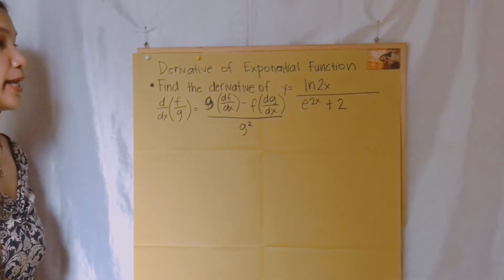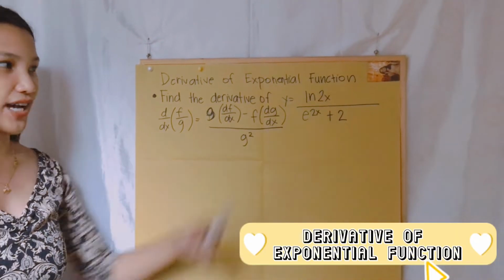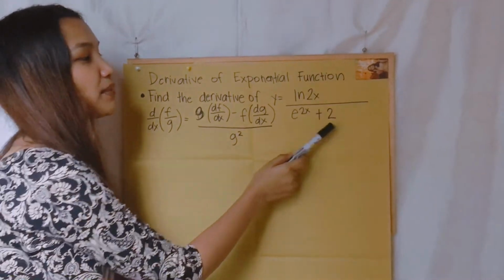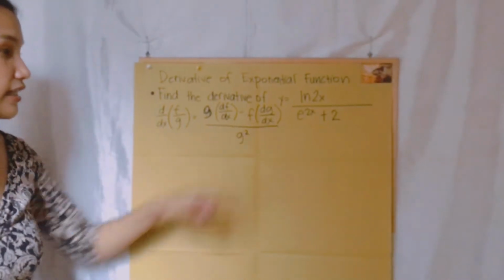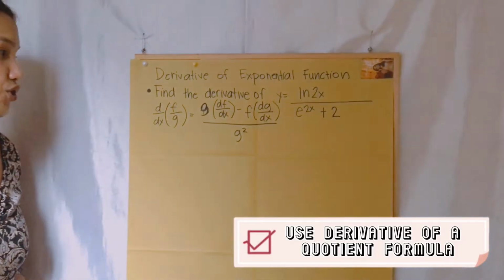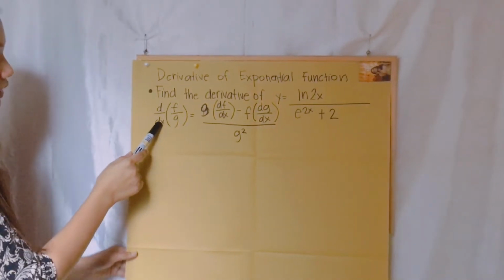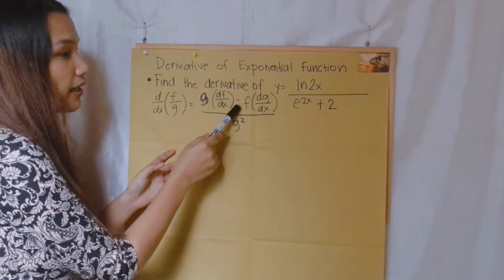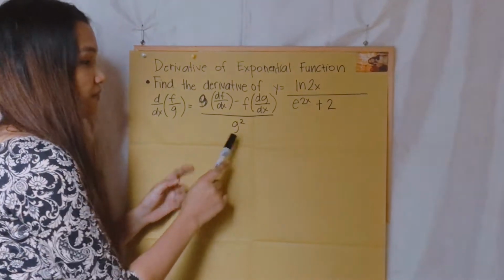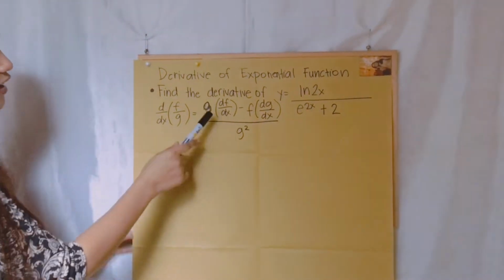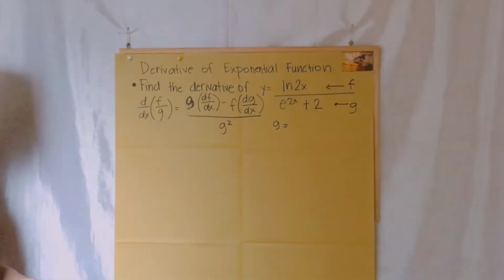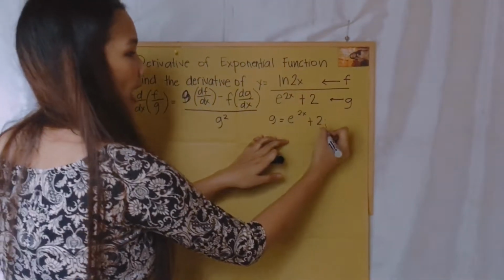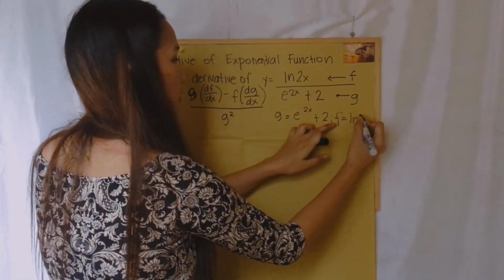Now, we are on our third problem, which is the derivative of an exponential function. Find the derivative of y equal to ln 2x over e raised to 2x plus 2. We can get the derivative of this function using the quotient formula. According to the quotient formula, the derivative of f over g is equal to g times the derivative of f over dx minus f times the derivative of g over dx, over g squared. We must first find the value of these variables. So, we have g as e raised to 2x plus 2, and f as ln 2x.